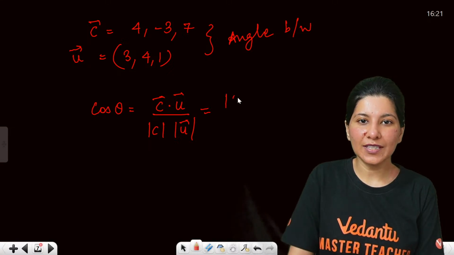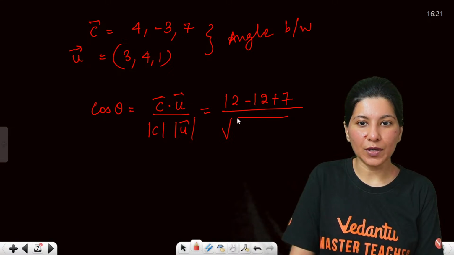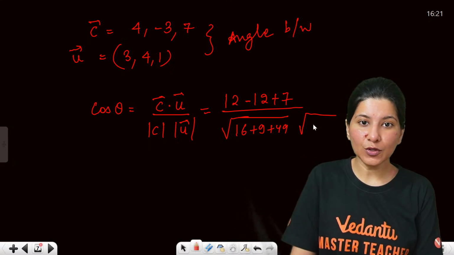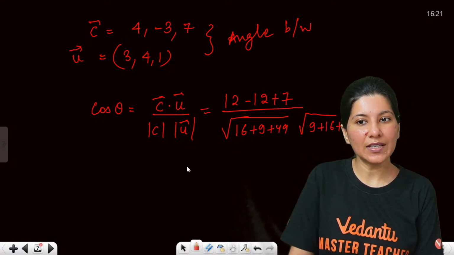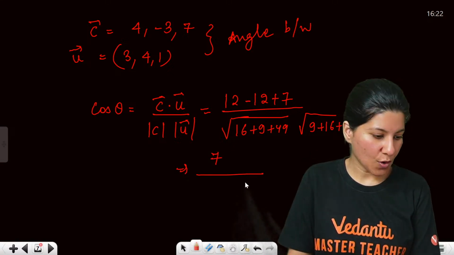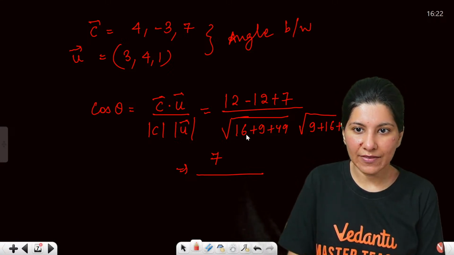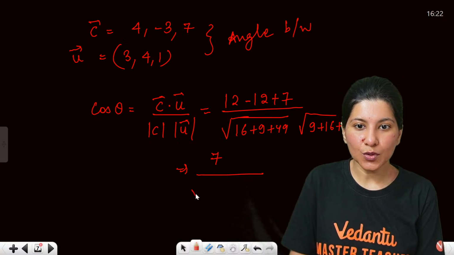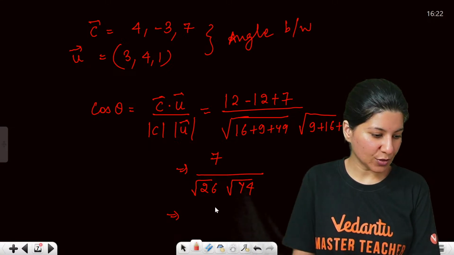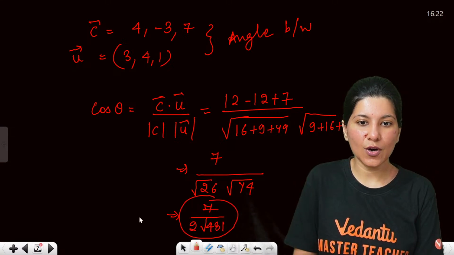So C dot u: 4 threes are 12, minus 12 plus 7, upon magnitude of C, which will be 16 plus 9 plus 49, and magnitude of u will be 9 plus 16 plus 1. So this is going to become what? 12 cancels, so this is 7 upon square root of C vector, and okay, 16, so root 26 and root 74. So this is finally going to become 7 by 2 root 481. This is your cos theta.